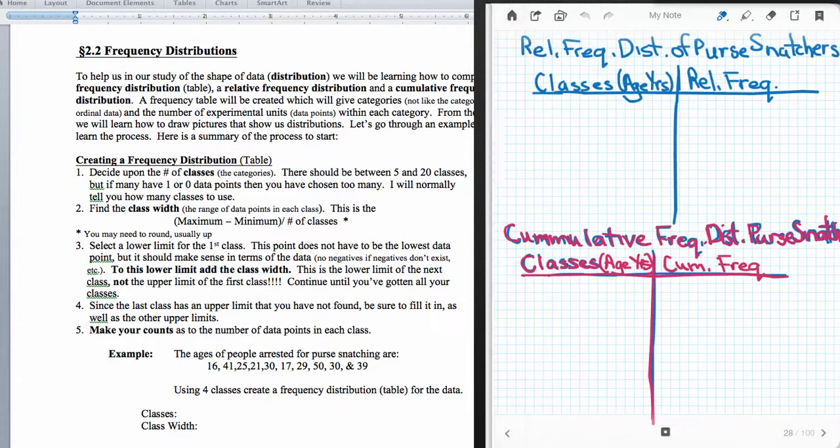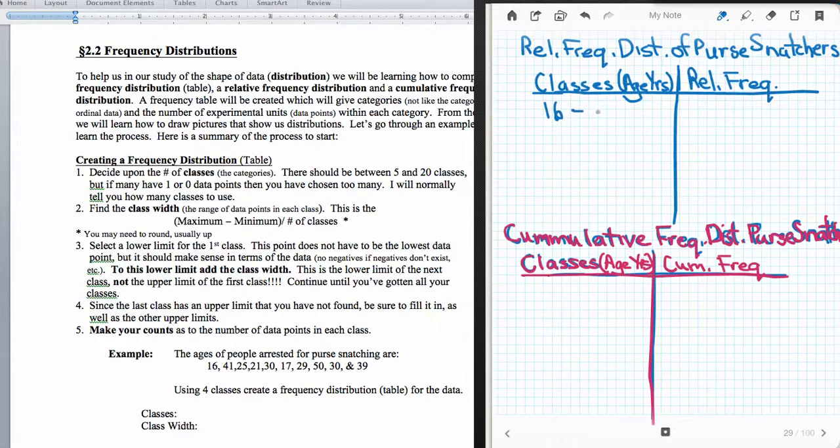All right, the relative frequency is exactly what it says it is. It's relative to something. Well, the something is the total number in the data set, the N, the sample size. So let's go ahead and put our classes in.